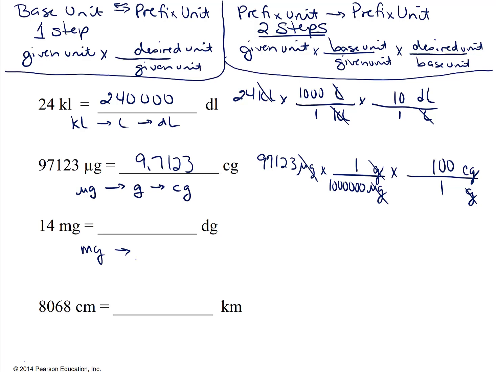Here, milligrams, decigrams, two prefixed units. So you know you're going to do it in two steps. You're going to go from milligrams to grams, and then grams to decigrams.